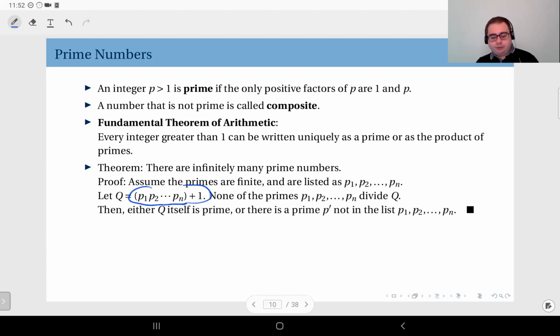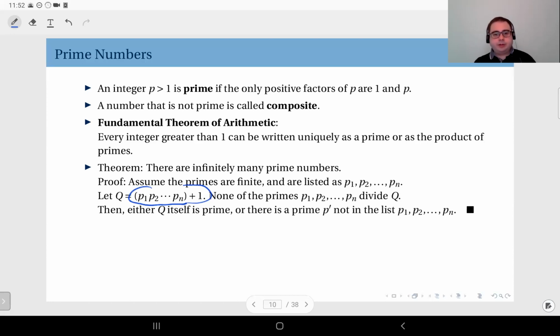The problem here is none of the prime numbers, P1, P2, etc., to Pn, none of them divides q, because if you divide q by any number in this list, the remainder is going to be 1, not 0. Okay? So the number q is not divisible by any of these primes.